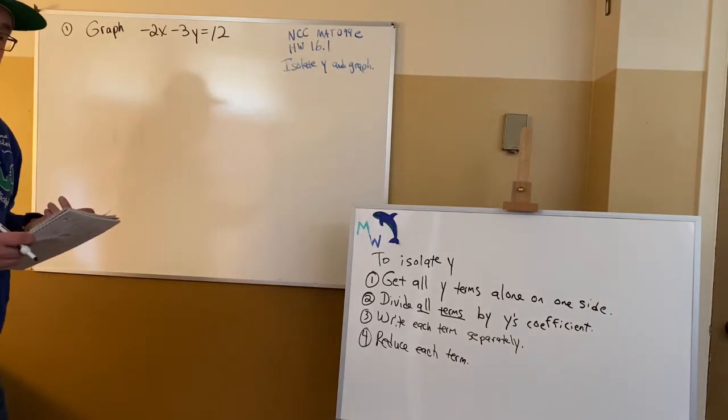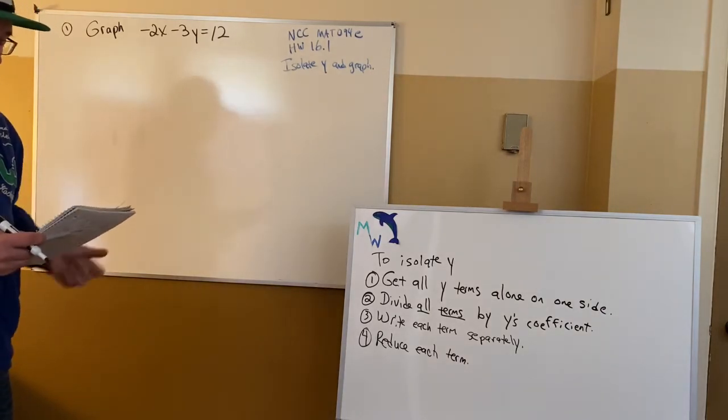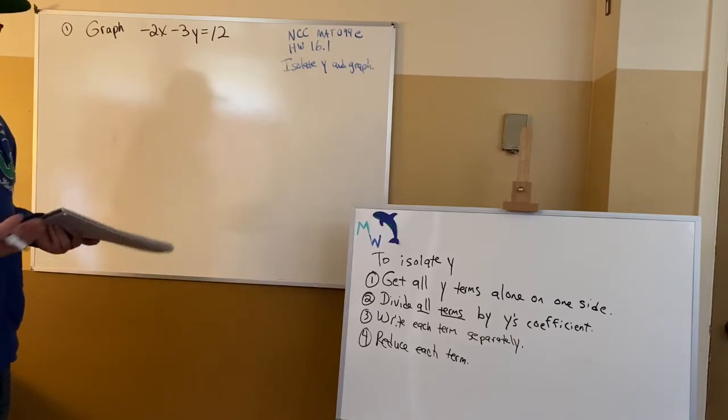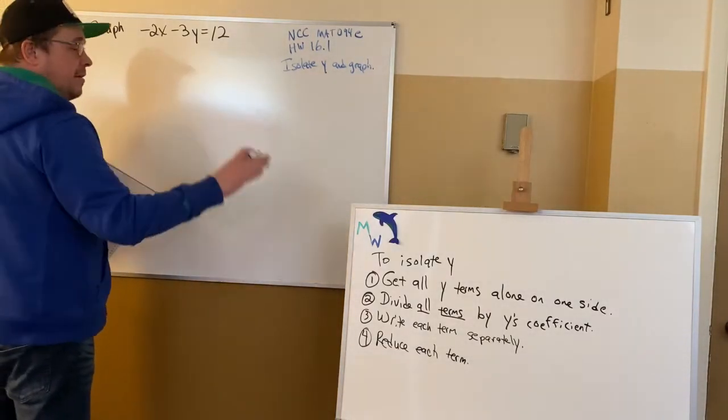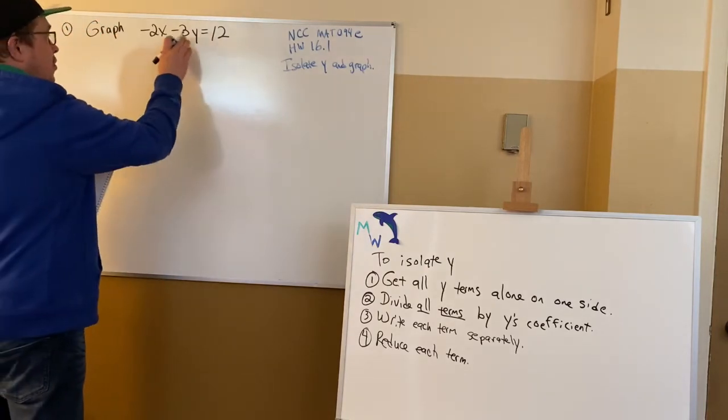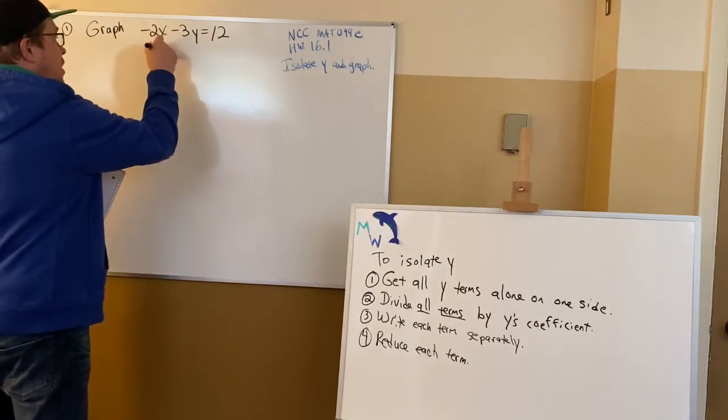However, if you made the decision to isolate y, I want to show you how to do it. And then I'll have another one where you pretty much have to isolate y because the intercepts have fractions in them. So let's go ahead with this one and isolate the y. First thing we got to do is get all the y terms alone. So this has to be by itself. We're going to add 2x to both sides.